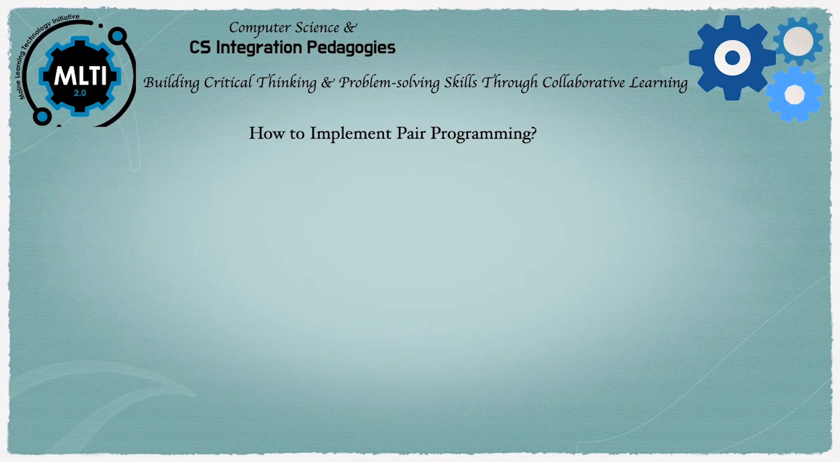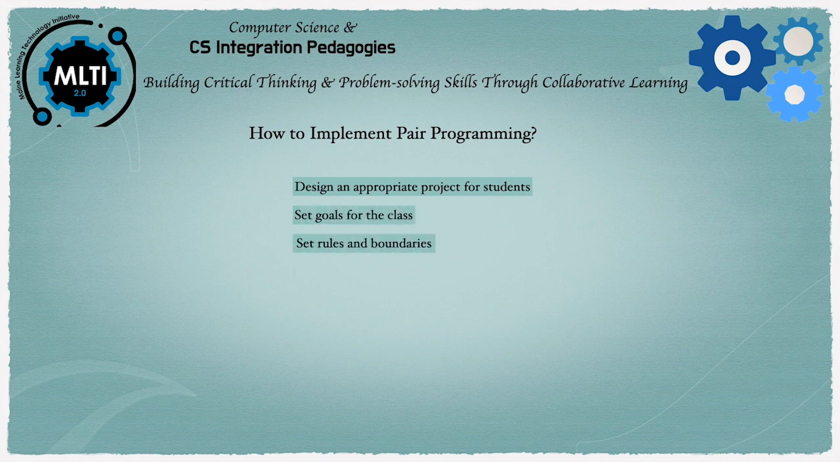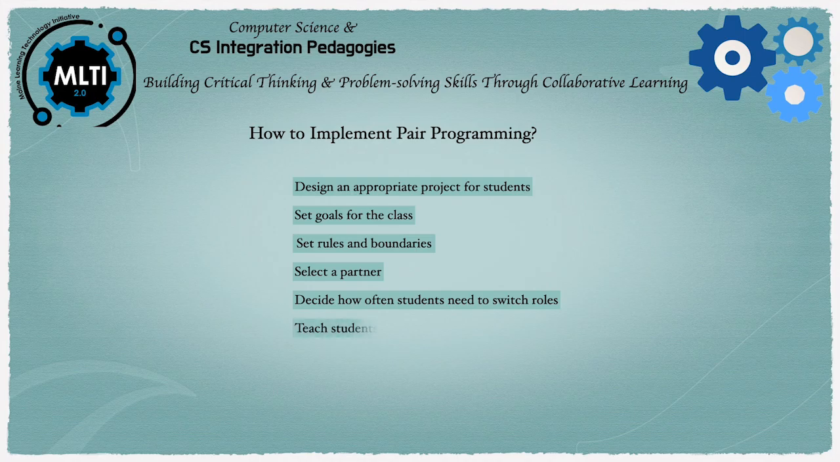How to implement pair programming? To implement pair programming, we need to design an appropriate project for students, set goals for the class, set rules and boundaries, select a partner, decide how often students need to switch roles, teach students to respect each other's opinions, work together, and review the work together.